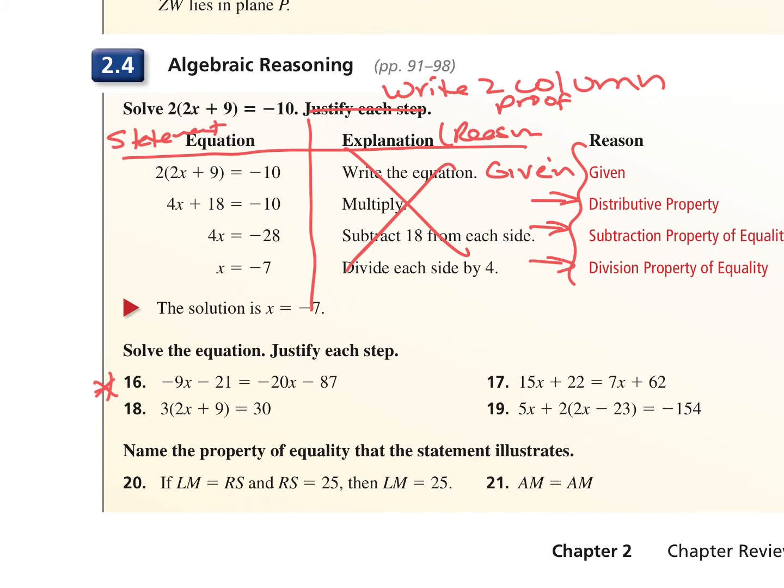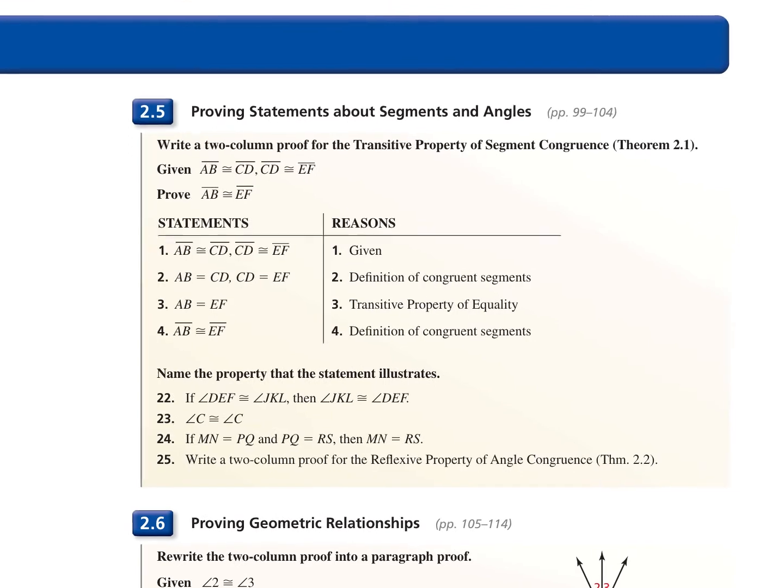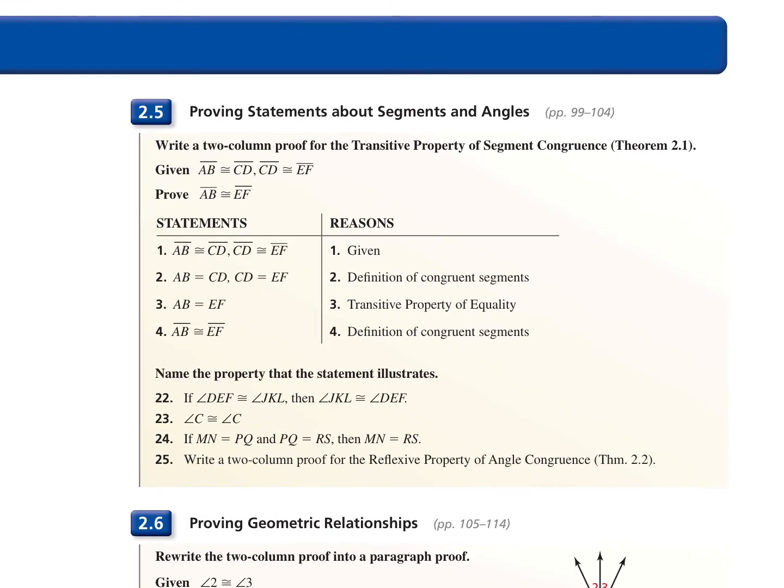So be able to write an algebra proof. And 2-5, this is where we started seeing proofs for segments and angles. And then we saw the angle pair relationships in 2-6. So in both 2-5 and 2-6, you need to know all the properties.